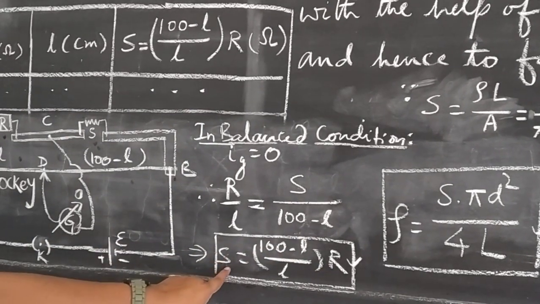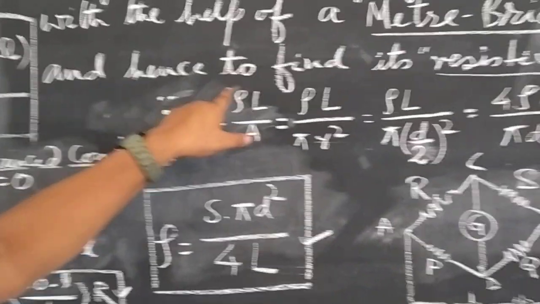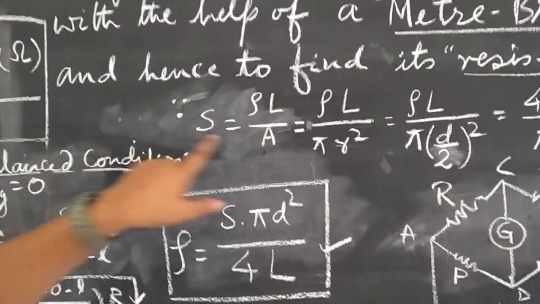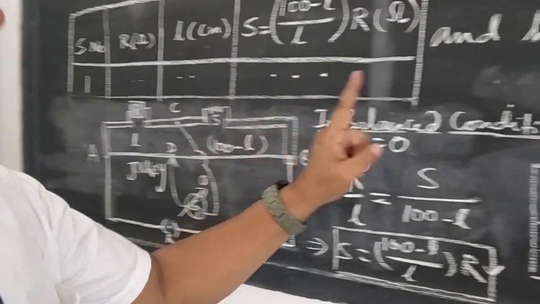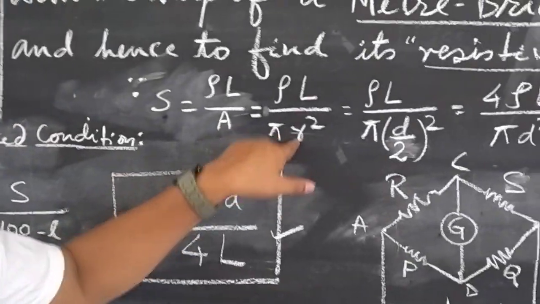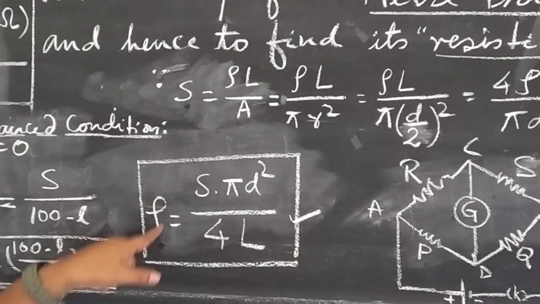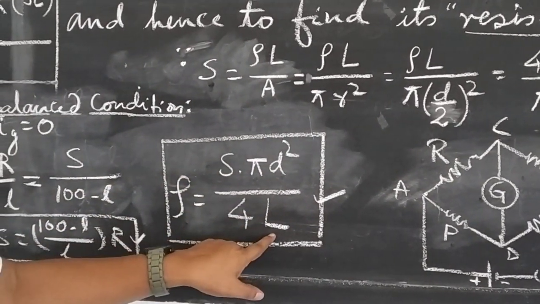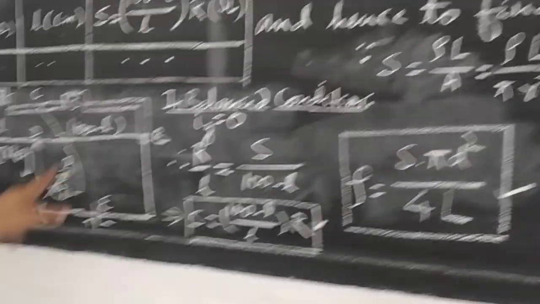After finding S, we see that the resistance is equal to rho L upon A. You know the formula. This L is the length of the wire which is connected in S, and then we calculate the resistivity rho. The final formula is rho equals S into pi d square by 4L. Here d stands for the diameter of this wire.